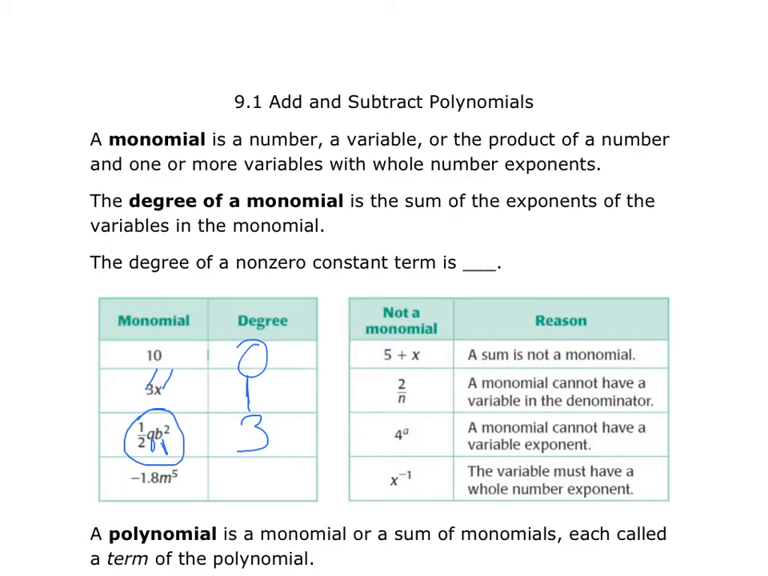This last one, negative 1.8, again, it doesn't matter what it is, decimal, fraction, what have you. That term's degree is going to be 0. And then m is to the 5th power, so the degree of the whole term is going to be 0 plus 5, which is 5. So we just talked about it. I didn't put it in the blank there, but the degree of a non-zero constant term is always going to be 0. Examples of things that are not monomials.